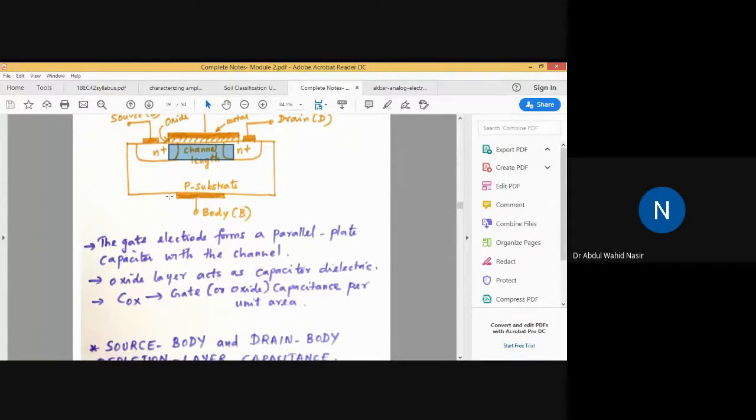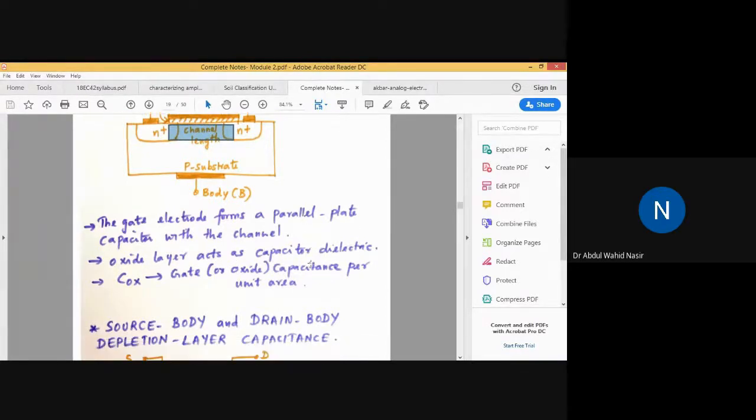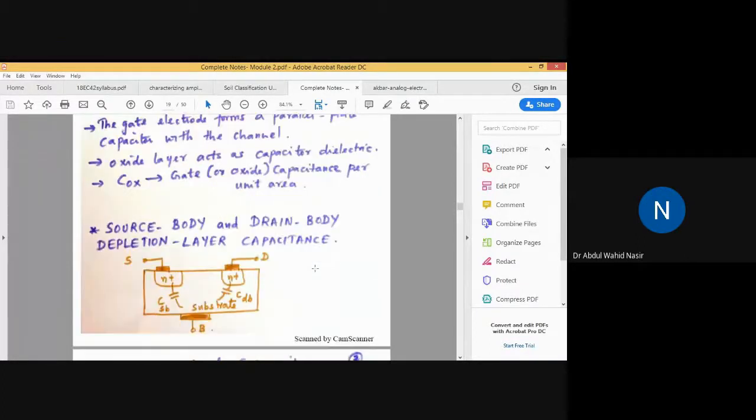The oxide layer acts as a capacitor dielectric. I already explained that the oxide layer here will be acting as a capacitor dielectric, and COX is the representation of the capacitance, the gate electrode capacitance, per unit area. Now this is the gate oxide capacitance.